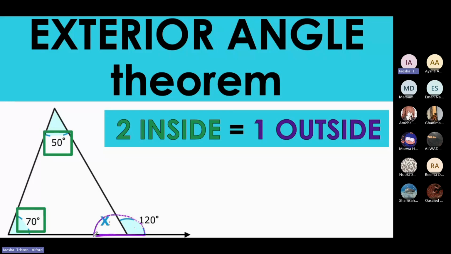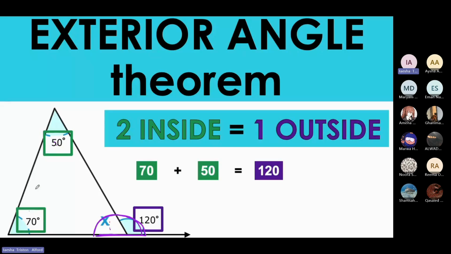These two together have a different name. They are called linear pair. So it's not allowed to take this number. You have to take the 2 far away from the outside. So 70 plus 50 should equal 120. That's the rule.